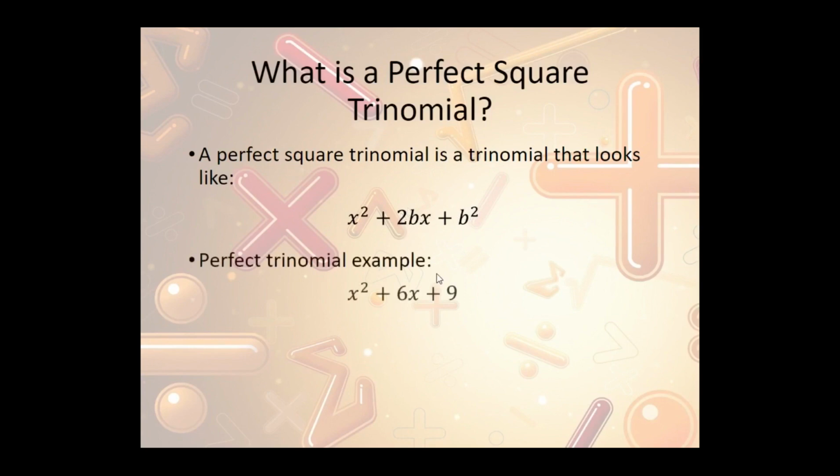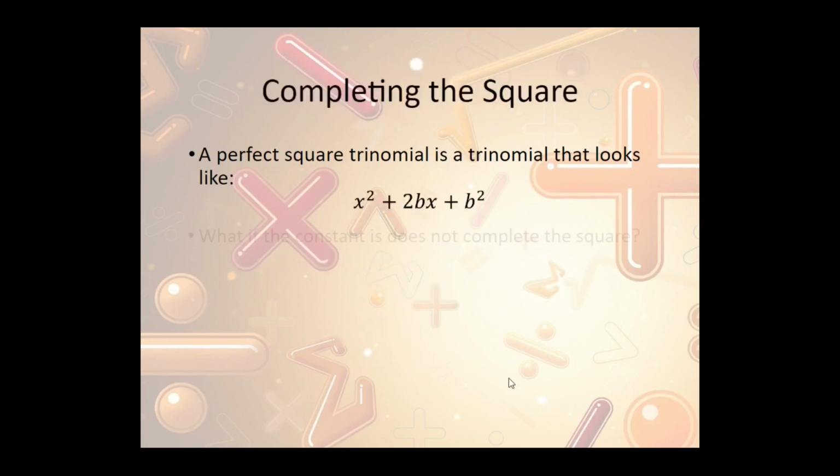An example of this would be x squared plus 6x plus 9. We know that 9 is 3 squared, and 3 times 2 is 6. So this is a perfect square trinomial. When we factor this, we recognize that it becomes (x plus 3) times (x plus 3), or (x plus 3) squared.